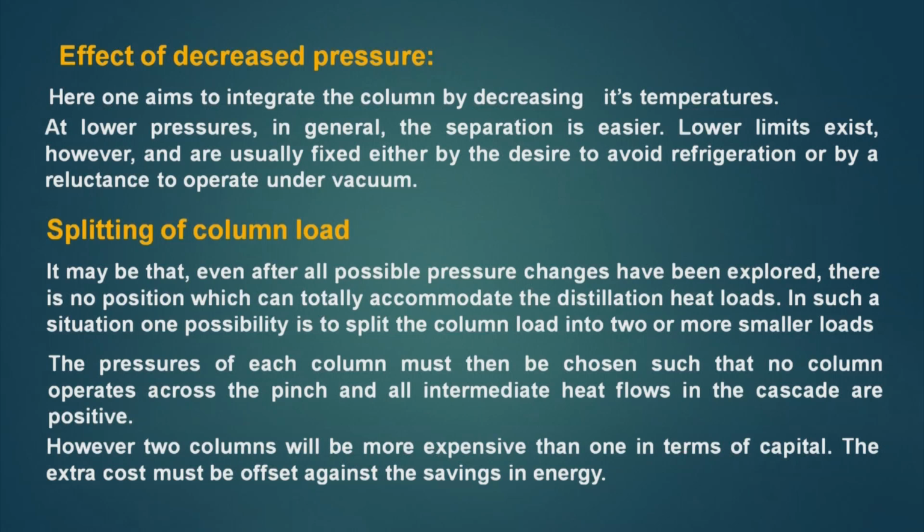However, two columns will be more expensive than one in terms of capital. The extra cost must be offset against the savings in the energy. So, when I am going for a split column, I am increasing the complexity of the design, and once this complexity increases, the capital cost will also increase. So, I have to see a trade-off, whether by doing so my savings are appreciable or not.